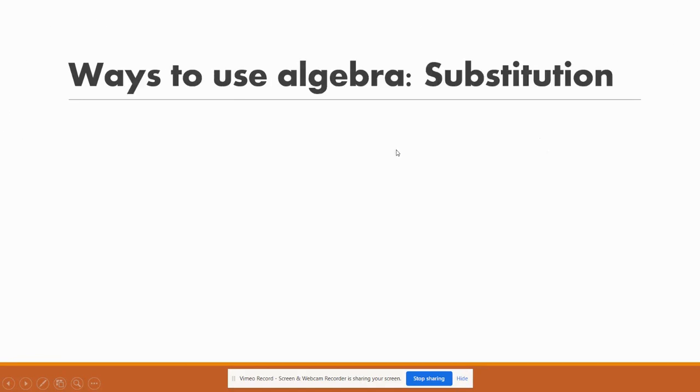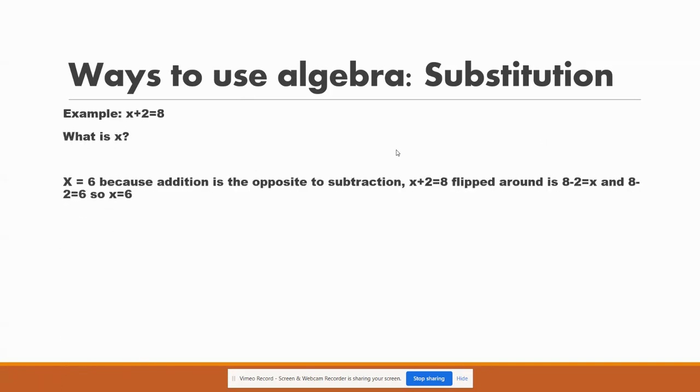One of these ways is substitution. So an example of this is x plus 2 equals 8. What is x? Now in this question, x equals 6. Because addition is the opposite to subtraction, x plus 2 equals 8 flipped around is 8 minus 2 equals x. And 8 minus 2 equals 6. So x equals 6. Now you can have a go.